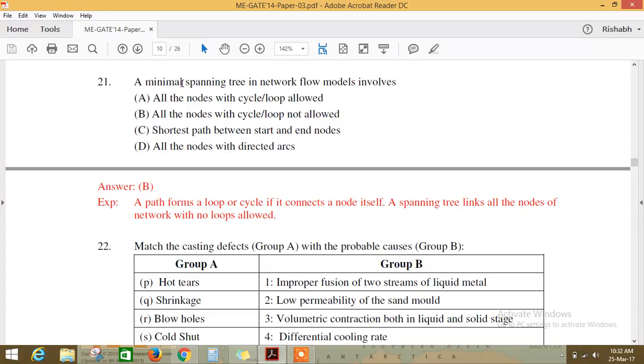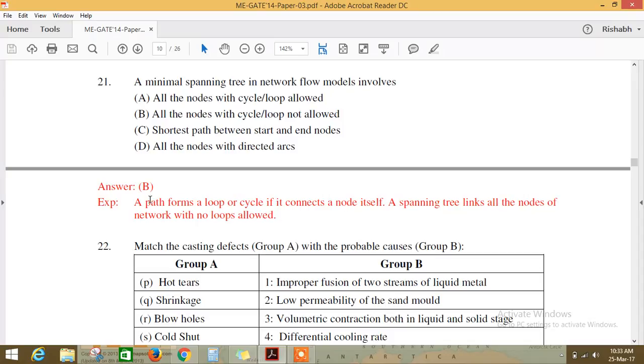But one condition is that the tree should not form a loop. From the starting node to the end node, no loop should be formed, as in the case you must have studied in PERT and CPM. So the answer is B. The options: all the nodes with cycle and loop allowed; all the nodes with cycle and loop not allowed; shortest path between the start and end nodes; all the nodes with directed arcs.